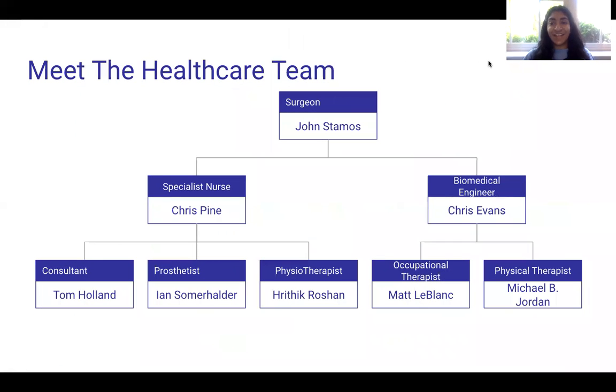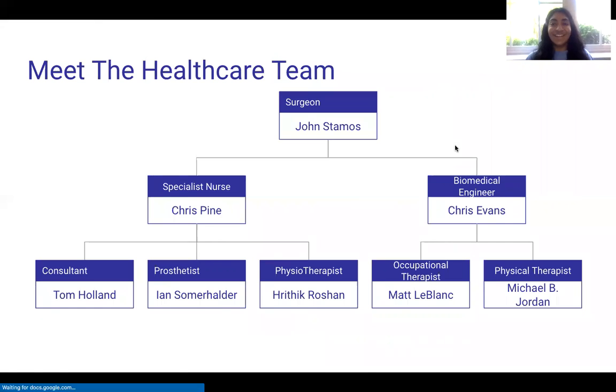So, meet the healthcare team that's working with Mike. Our surgeon is John Stamos, our specialist nurse is Chris Pine, and our biomedical engineer is Chris Evans. Our first consultant working with Chris Pine is Tom Holland, the prosthetist is Ian Somerhalder, and the physiotherapist is Victor Grosjean. The occupational therapist working with Chris Evans is Matt LeBlanc, and the physical therapist is Michael B. Jordan.